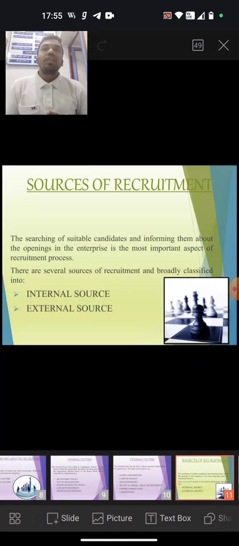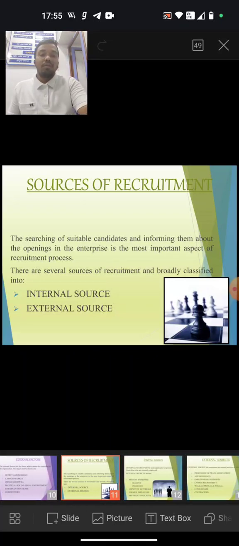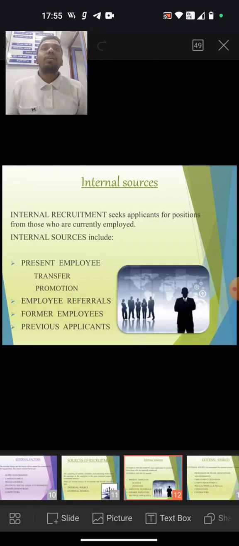Sources of recruitment: searching for suitable candidates and informing them about the opening in the enterprise is the most important aspect of the recruitment process. There are several sources of recruitment, broadly classified into internal source and external source. First one, internal source. Internal recruitment seeks applicants for a position from those who are currently employed. Internal sources include present employees, transfers, promotions, employee references, former employees, previous applicants.